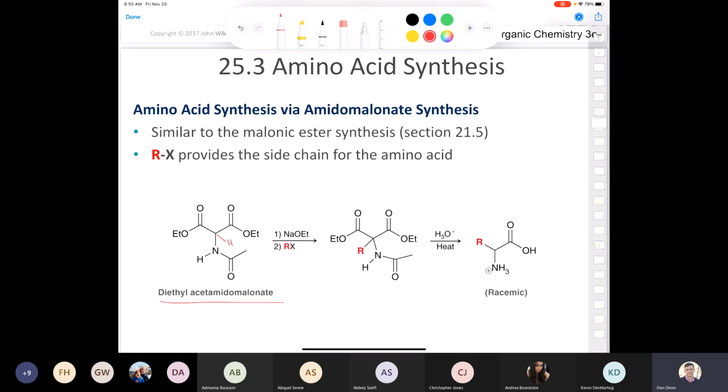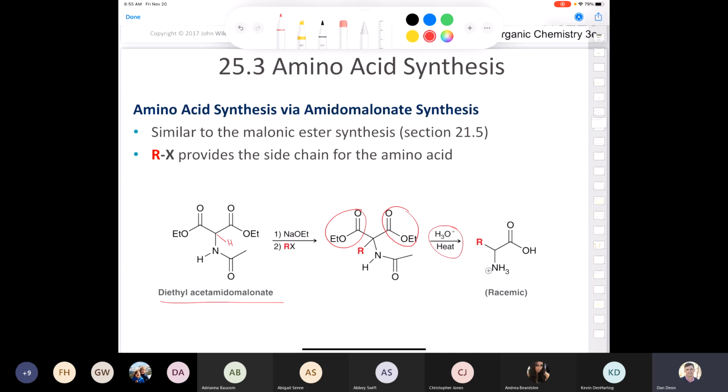acidic hydrogen here. You can treat that with sodium ethoxide, right? Because it's got a low enough pKa. You get complete deprotonation. Then you get alkylation. Do you remember what happened here? Right, when you heated this, you converted both of these esters to carboxyl groups.